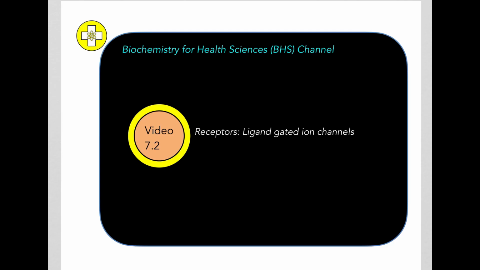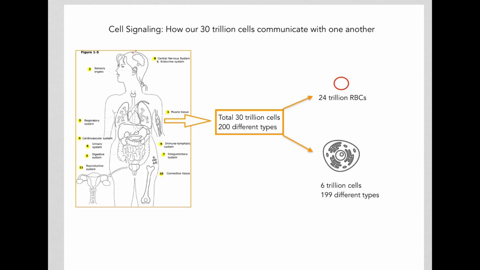In today's video, we shall look at receptors for cell signaling and we'll focus on the ligand-gated ion channels. In the last video, we talked about the basics of cell signaling and how our 30 trillion cells communicate with one another by this process called cell signaling, and we also mentioned the different types of cell signaling that we find in our body.